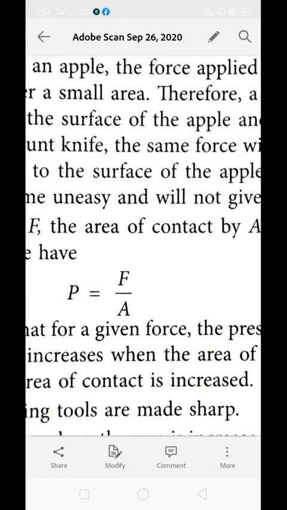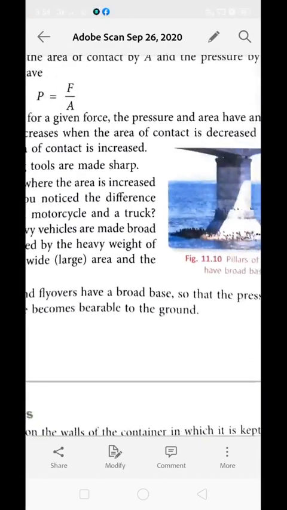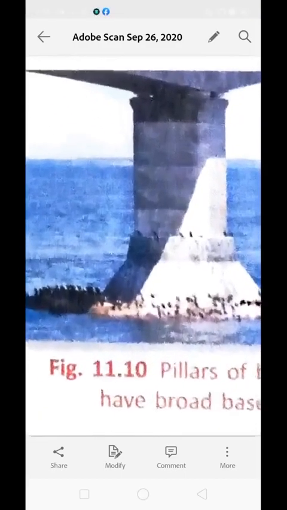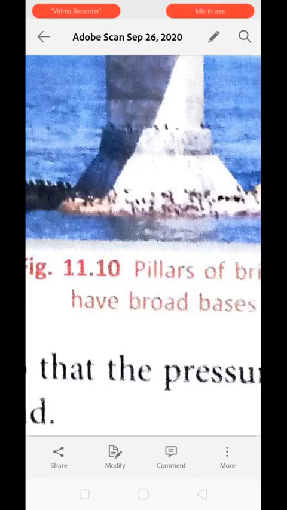This phenomenon has been used by us in many things. For example, just see over here, we have a picture of a bridge. You can see that the area of contact with the ground is larger in the case of bridges. Why? So that the weight of the bridge becomes bearable for the ground, because the area is bigger, so the pressure will be distributed over a wide area.